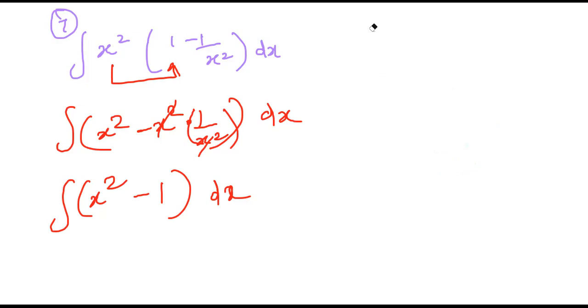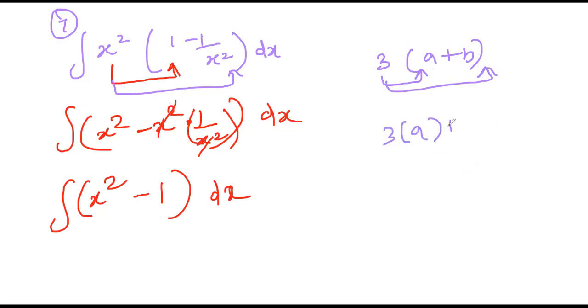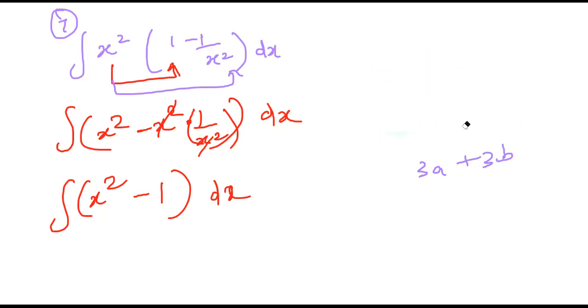Ma'am, how did it become minus x squared into 1 by x squared? Okay, see here you do have a bracket sign, right? Which means this x square is common for this 1 and this 1 by x square. Like imagine you do have 3 and a plus b. I can write it as 3 times a plus 3 times b, which can be written as 3a plus 3b, right? Yes. I apply the same strategy, the basic algebraic expression.